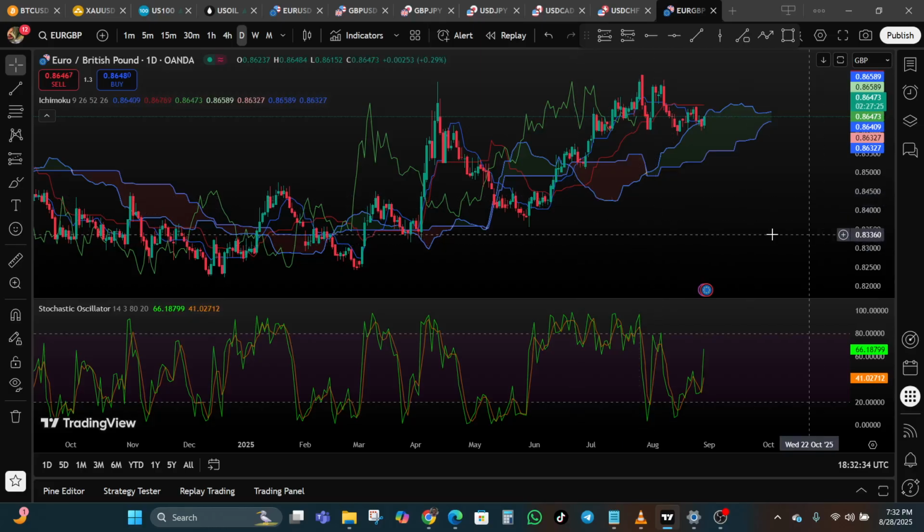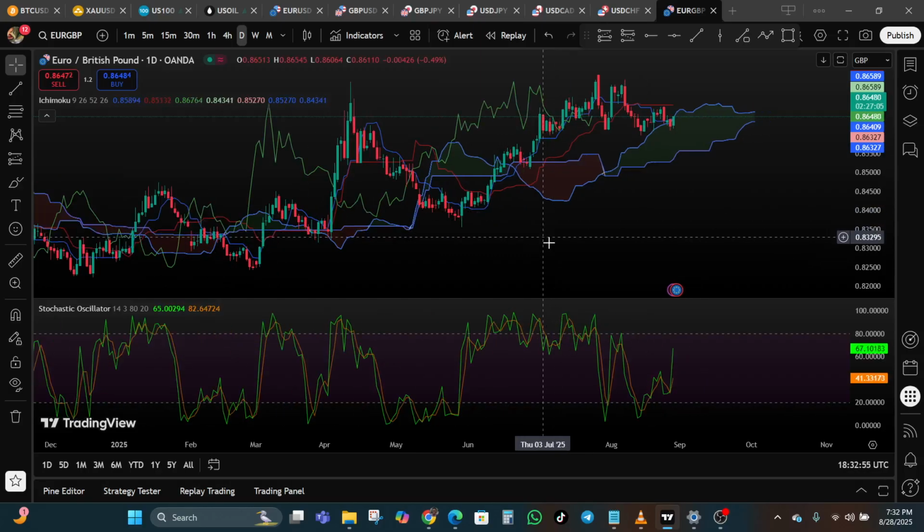For your entry, you wait for a close above or below key Ichimoku lines after the crossover, and you use the cloud or the recent swing levels for stop loss placement. Exits can be based on stochastic overbought or oversold levels, or overbought or oversold reversals, or reaching the next key support or resistance level.